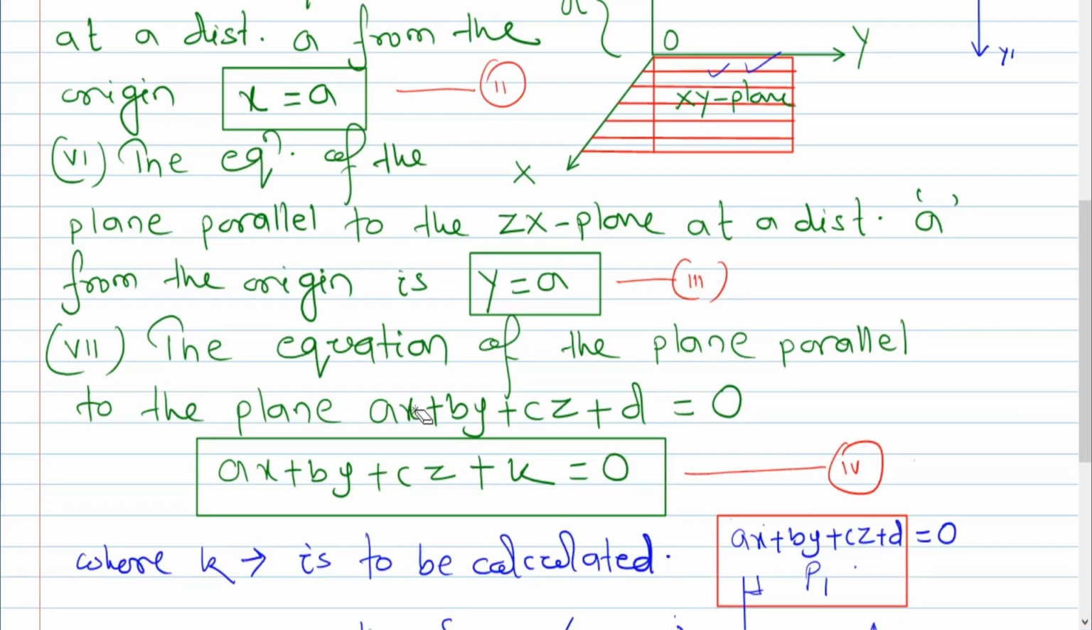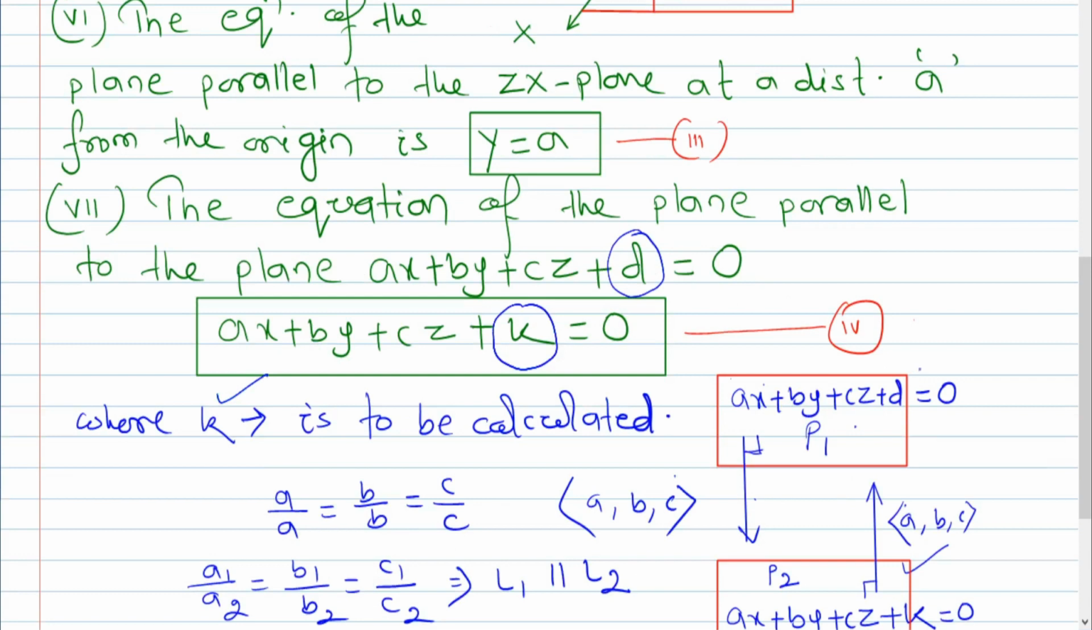Then simply write ax plus by plus cz exactly the same, only changing the d place, the constant place should be changed. Here the constant is d, here the constant is k, and k is to be calculated. Okay, the value of k is calculated using a given condition, and once you find k and put it in, you get the equation of the plane which is parallel to the given plane.